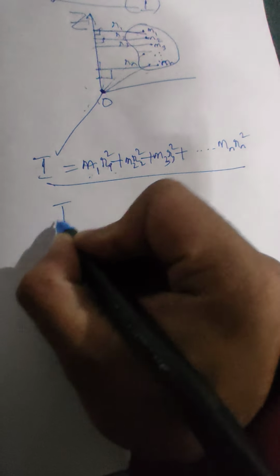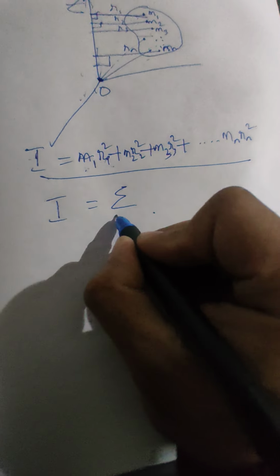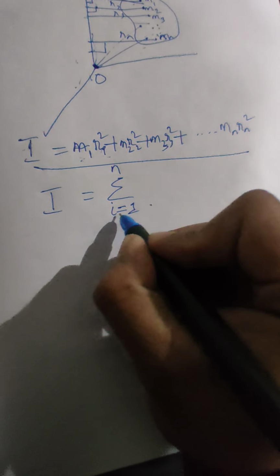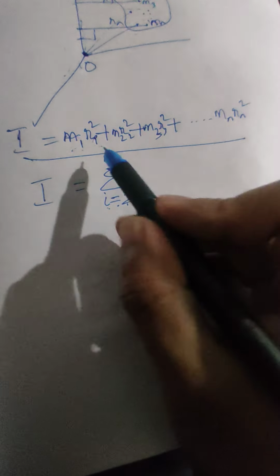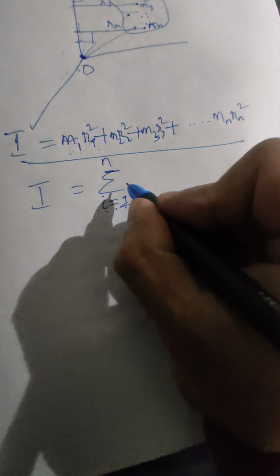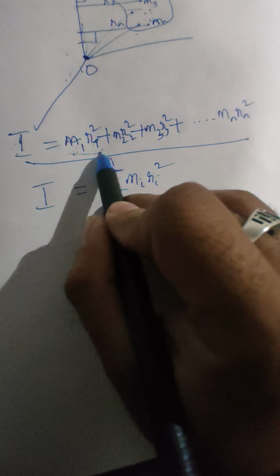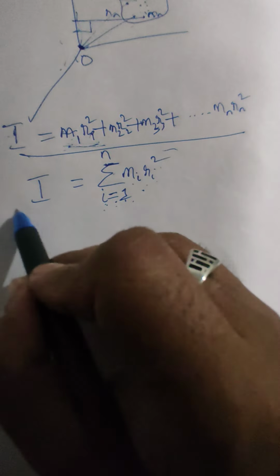In other words, we can also represent it by summation, i going from 1 to n, of mi ri square. So we can rewrite it in this form, summation i going from 1 to n of mi ri square. So we can also represent the moment of inertia of a rigid body in this way.